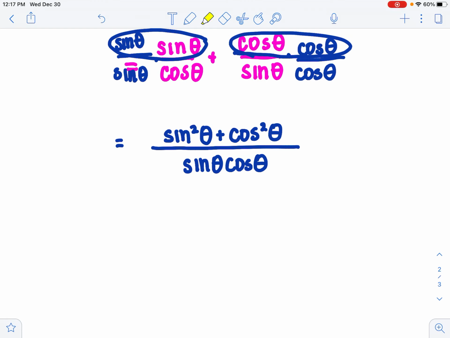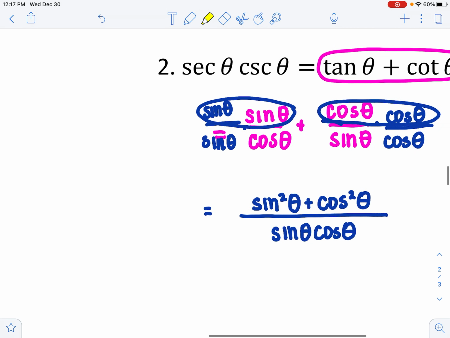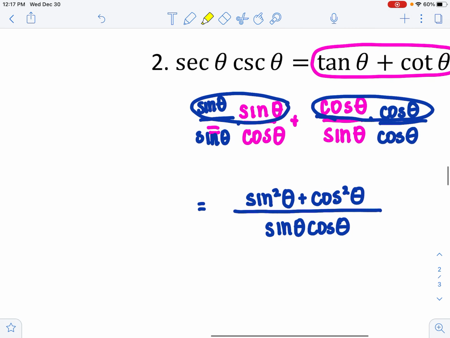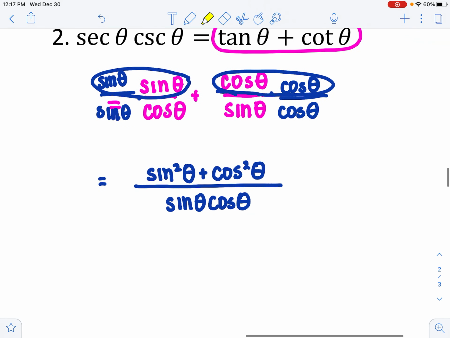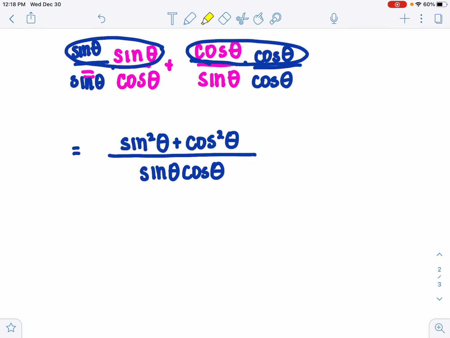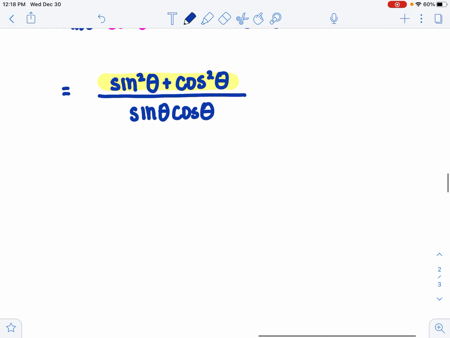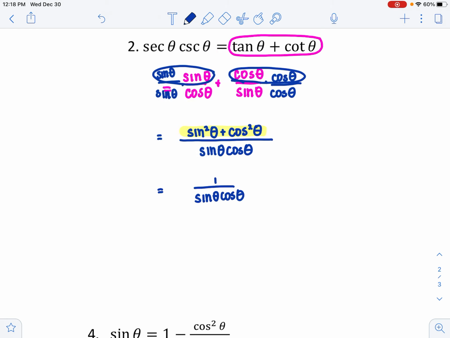All right, now what can I do? If you're stuck, look at what you're trying to get. You're trying to get secant times cosecant. Secant's 1 over cosine. Cosecant's 1 over sine. Ooh, I have a sine and cosine in my denominator. That means that this needs to be a 1, and it is. So I can change that to 1 over sine of theta, cosine of theta.